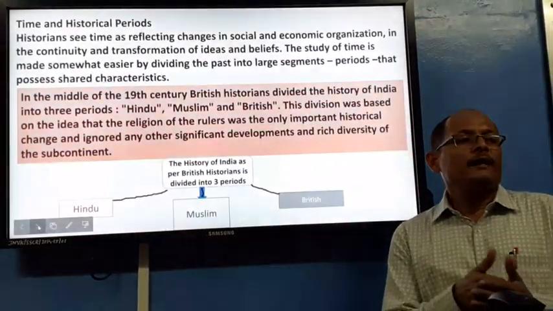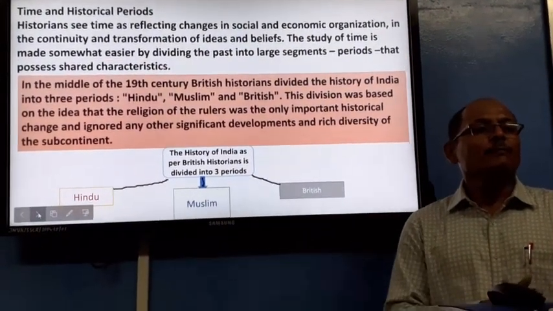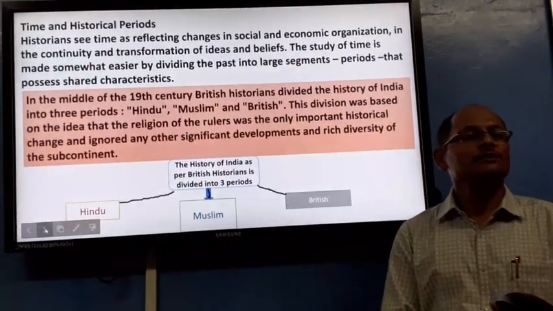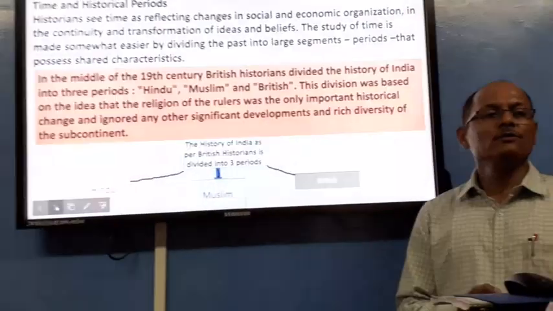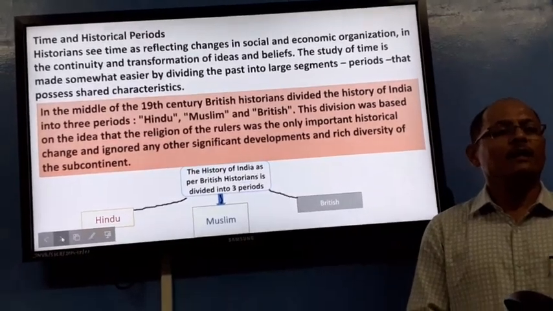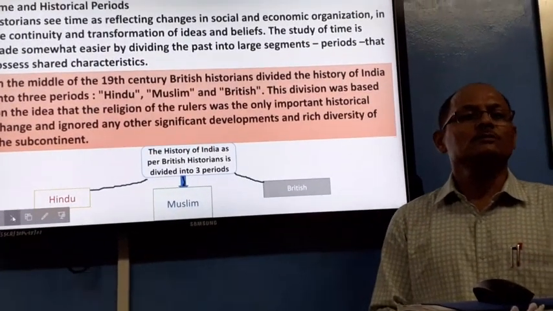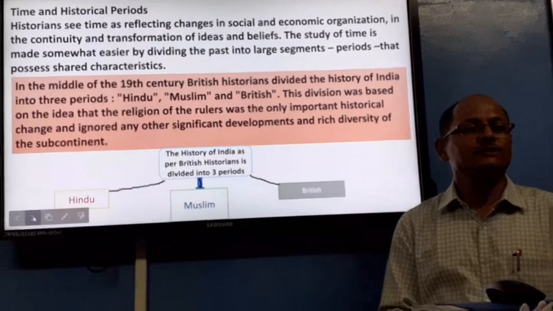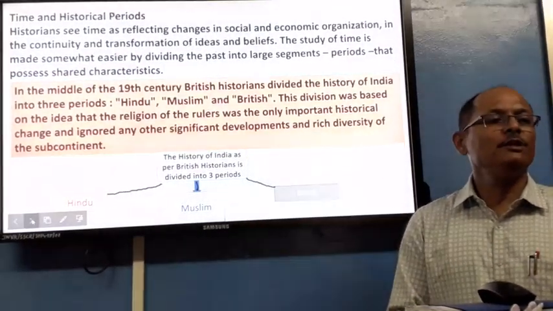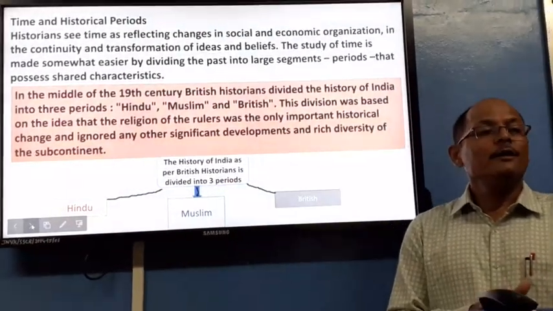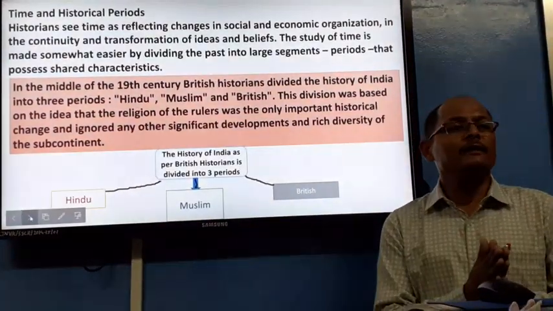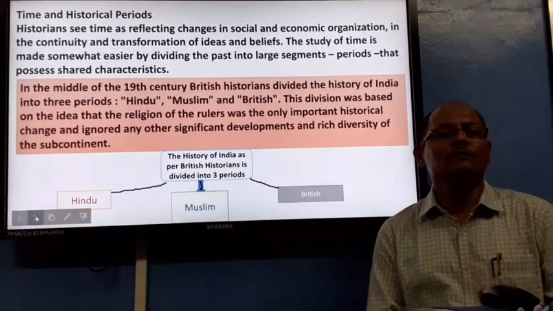When we look at this thought, and if we move further, in the middle of the 19th century, British historians divided the history of India into three parts: Hindu, Muslim and British. The division was based on the idea that the religion of the rulers was the only important historical change and ignored any other significant developments and rich diversity of the subcontinent. It means they have taken the central idea of dividing the rule as only the religion of the rulers.